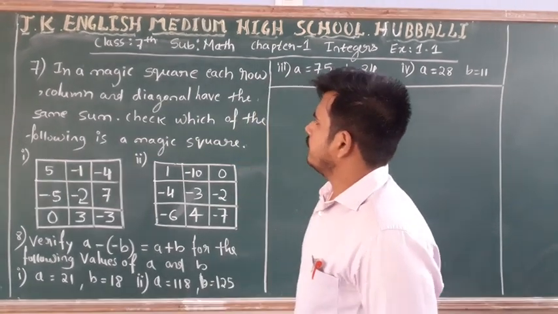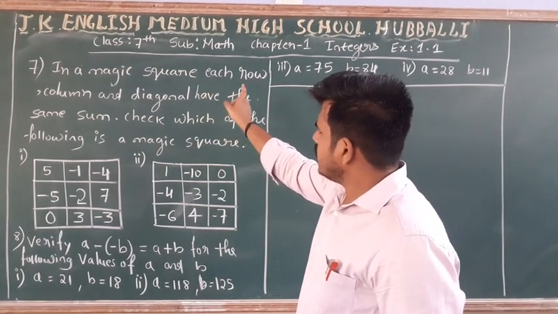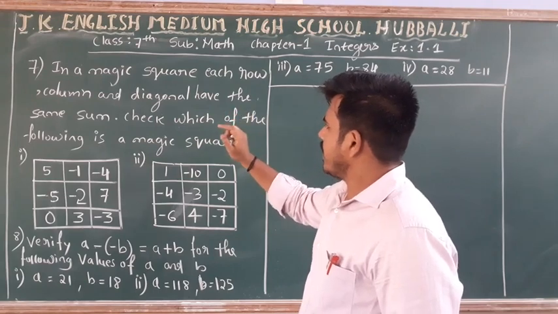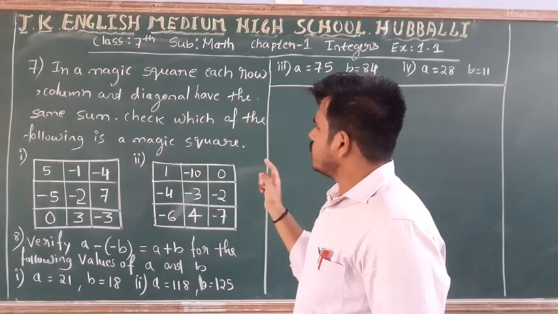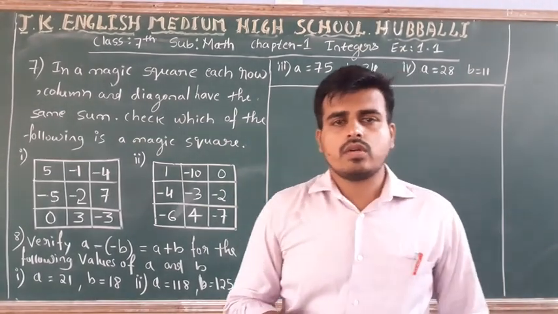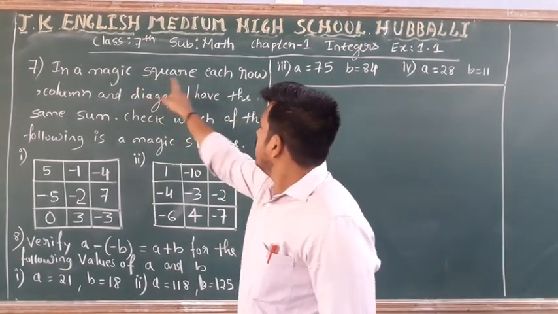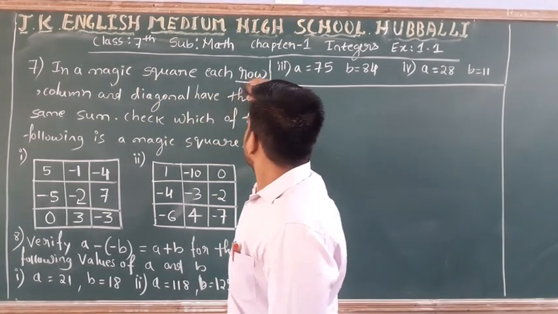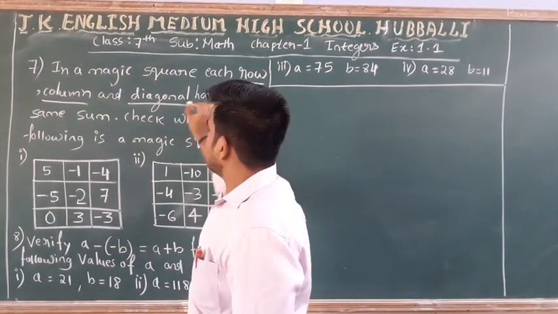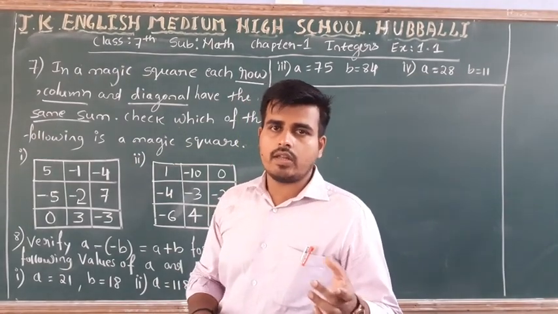So 7th main: in a magic square, each row, column and diagonal have the same sum. Check which of the following is a magic square. So first you have to understand what you mean by magic square. Magic square means each row, column and diagonal have the same sum.